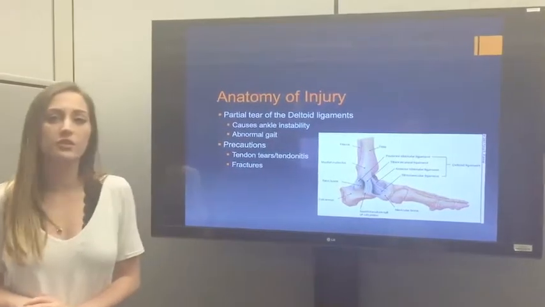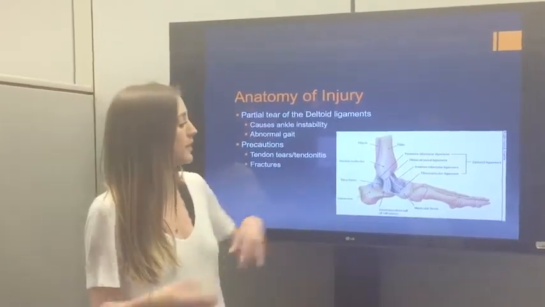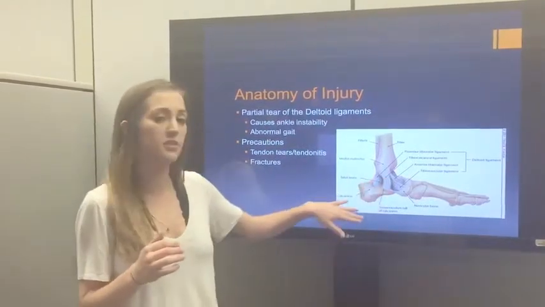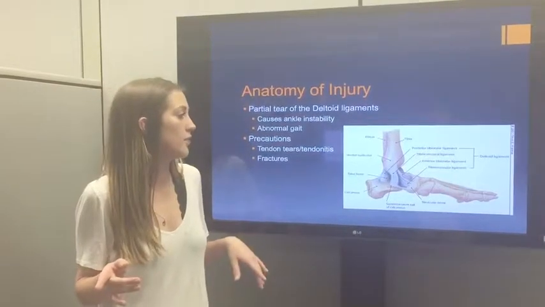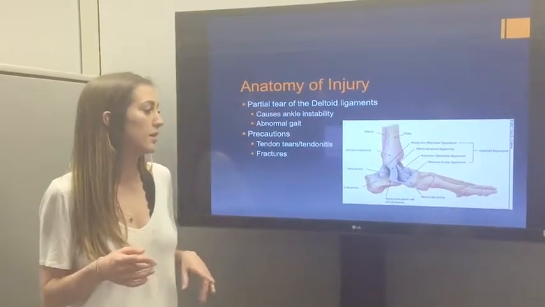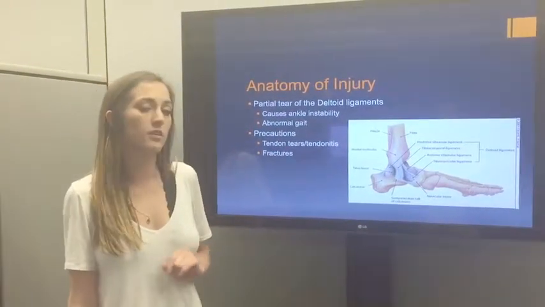Okay, so Jack has a grade 2 ankle sprain, which means that he has a partial tear of the deltoid ligament. Since he did an eversion, this is going to be on the medial side of the foot. The deltoid ligaments include the posterior and anterior tibio-talar ligaments, the tibio-calcaneal ligament, and the tibio-navicular ligament.